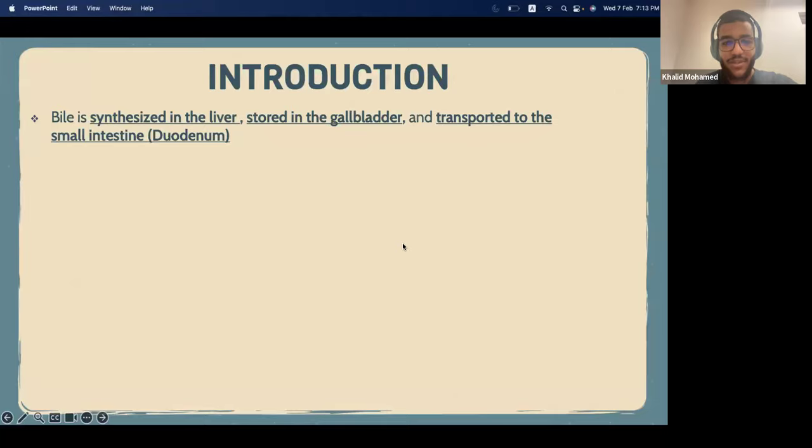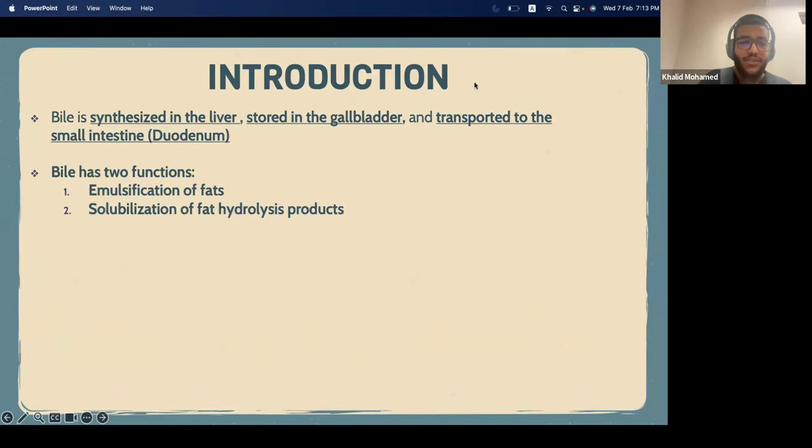So first, let's start with a brief introduction. The basis of this lecture is going to be the following. Bile is synthesized in the liver, and then it's stored in the gallbladder, and then from the gallbladder, it's transported into the small intestine. So we're going to talk about how it's synthesized in the liver, and then what happens when it's stored in the gallbladder, and then the whole transport system from the liver to the duodenum, and from duodenum back to the liver.